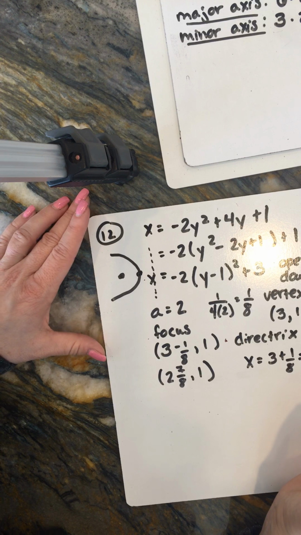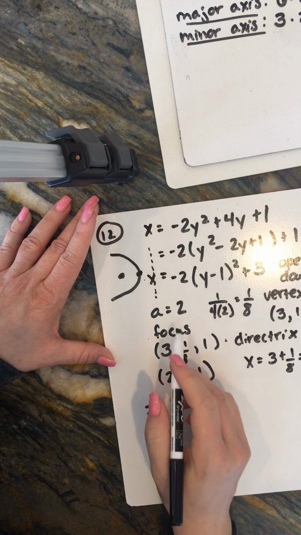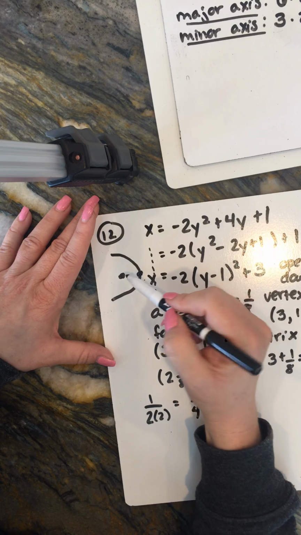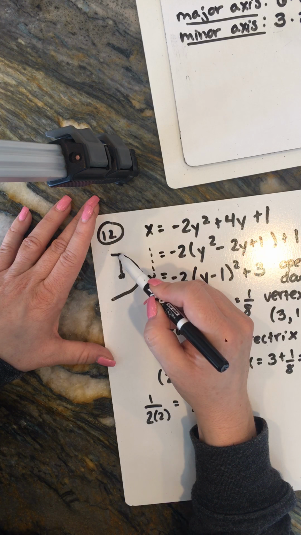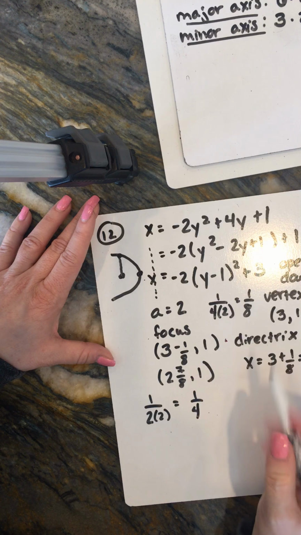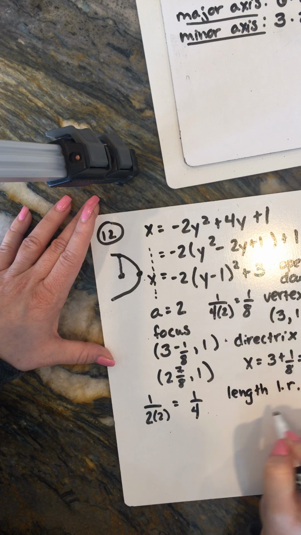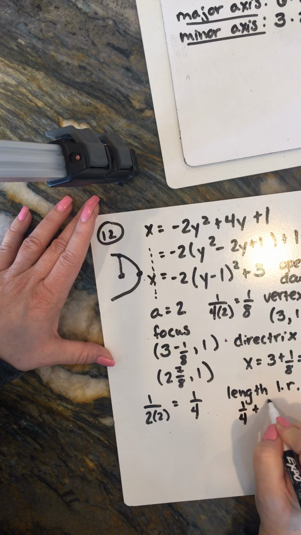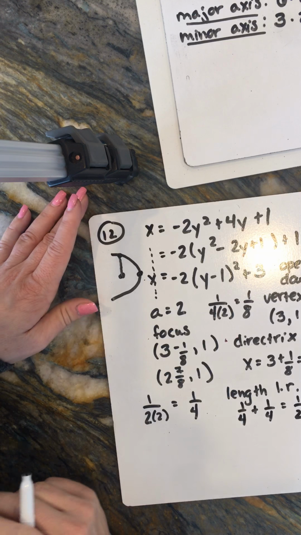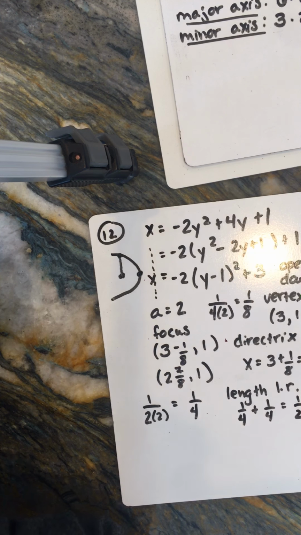And then we need to find the length of the latus rectum, so we need to talk about 1 over 2a. A again is 2. So 1/4 from the focus over to the side of the parabola. And that gives us 1/4, let's see, the length of the latus rectum is 1/4 in one direction and 1/4 in the other direction. So that gives us 1/2. Okay, so there's the other orientation.